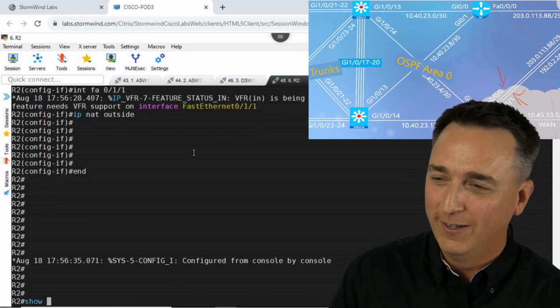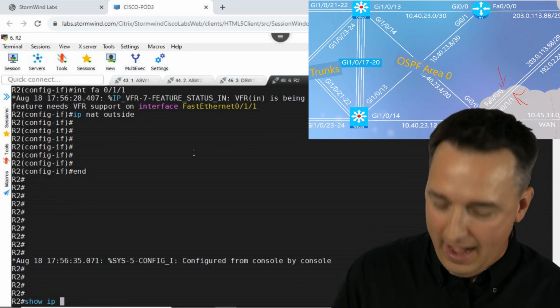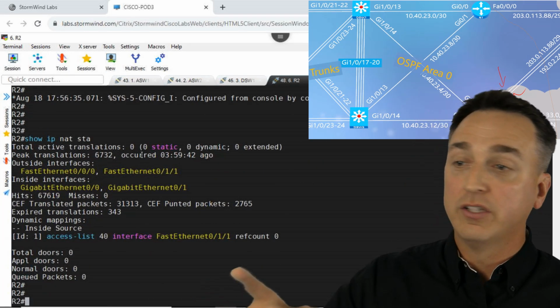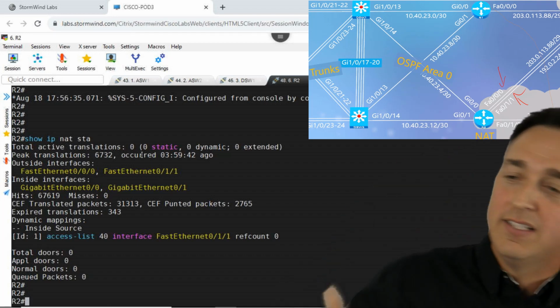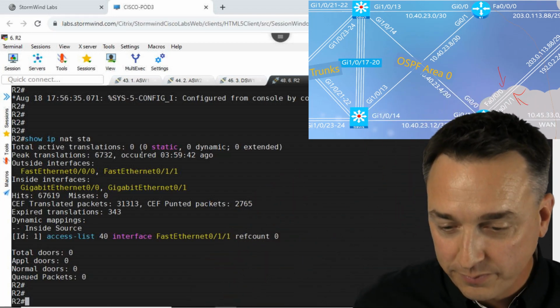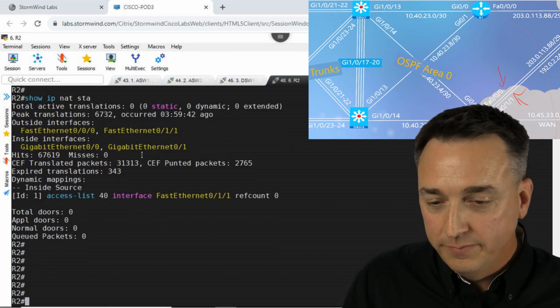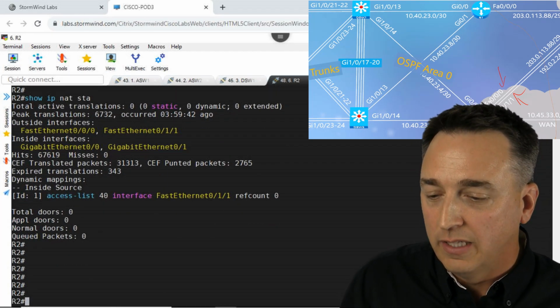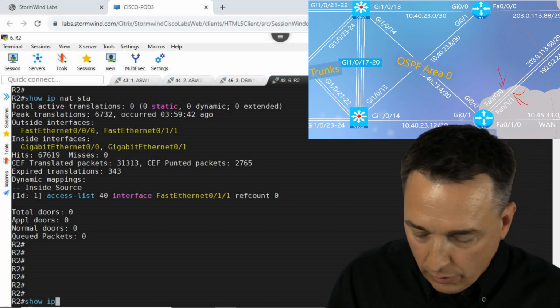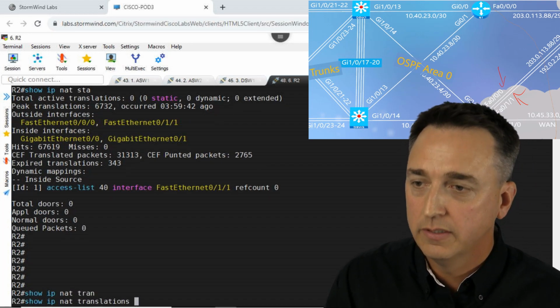We're almost there, folks. So if we type in now show IP NAT statistics, what do we have? There we go. That looks good now. Outside interfaces, inside interfaces. I like what I see right here. Things are so good. All right. Now, next, what is the last thing we want to do? Well, check. Show IP NAT translations.